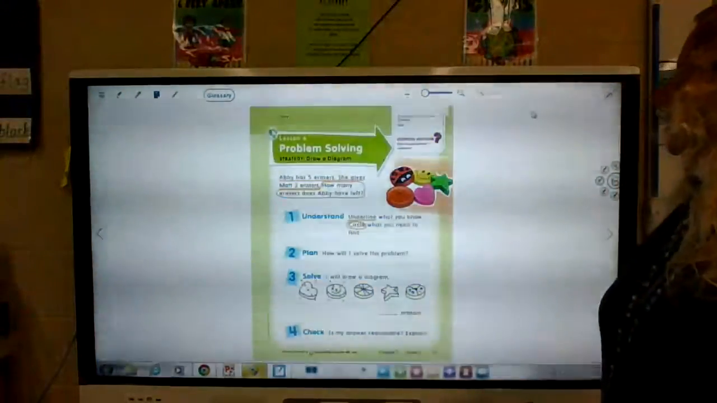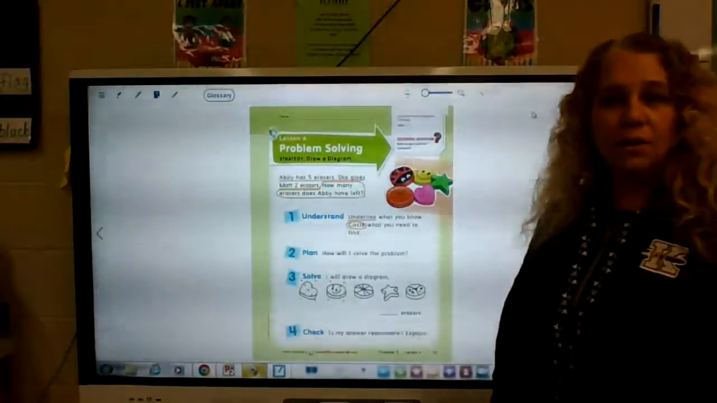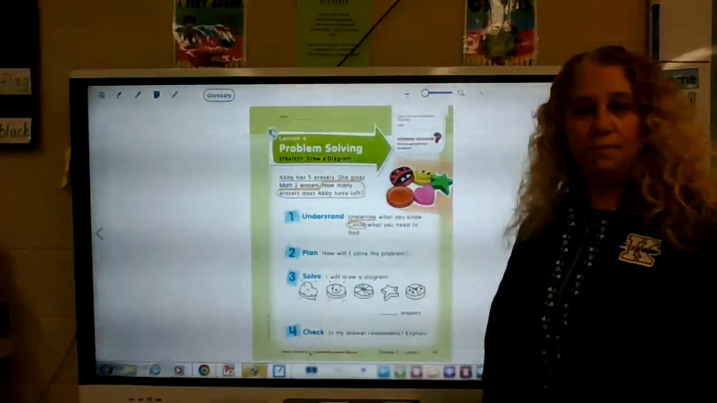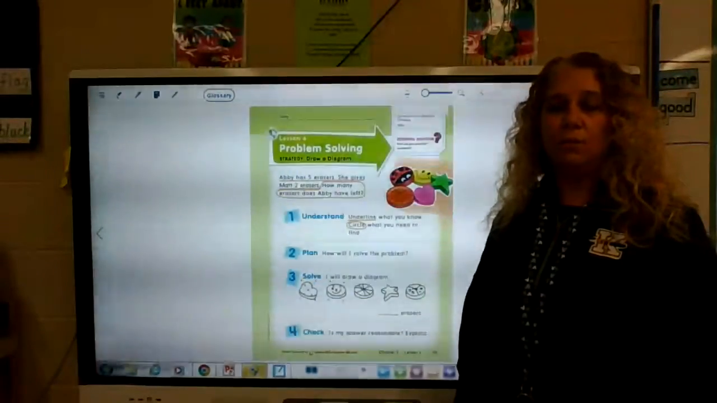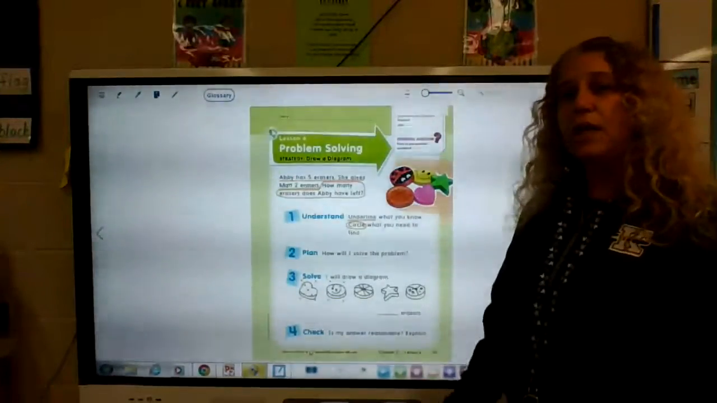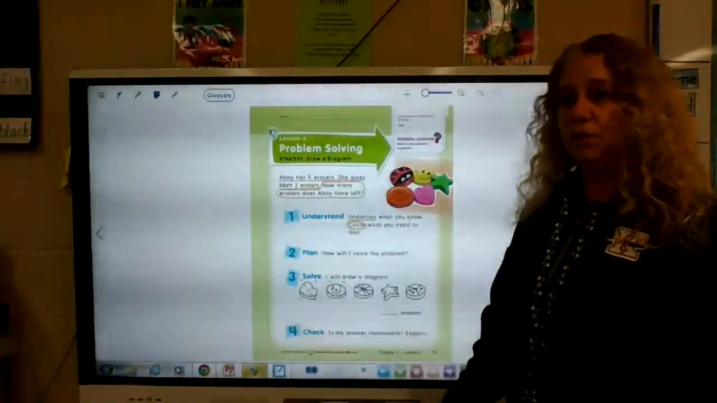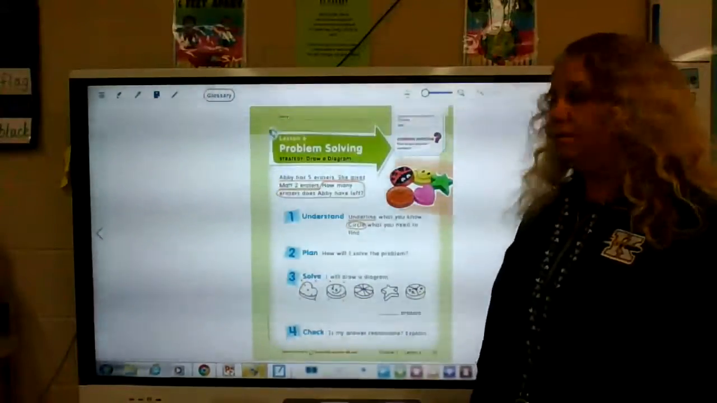All right, so this is what we're going to learn today: how to draw a diagram to solve a problem. Last time we learned how to write an addition number sentence. Now we're going to draw a diagram, and drawing a diagram is just like drawing pictures to figure it out. So they have the pictures here that they drew.